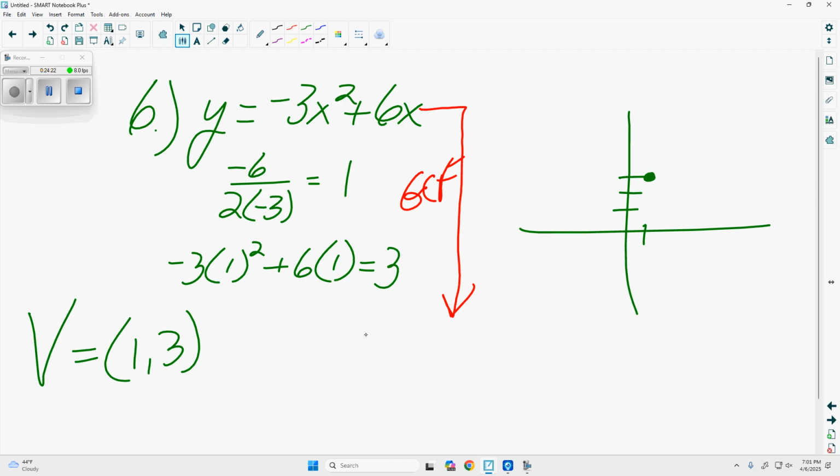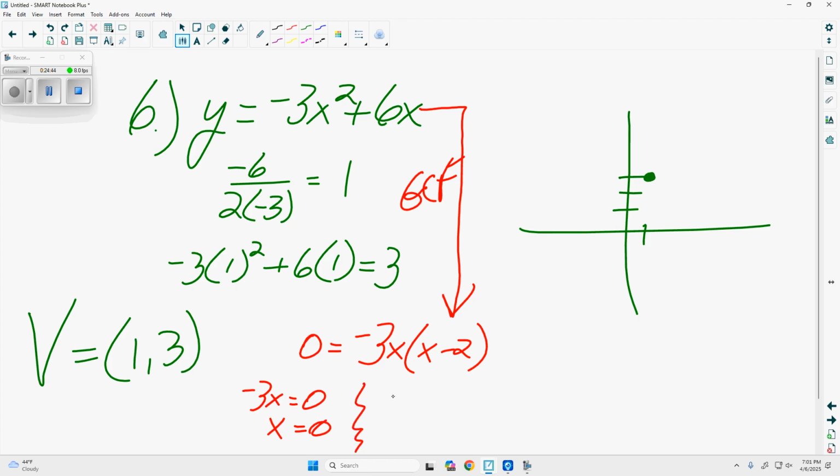So I'm going to take out a negative 3x, and then that's going to be what? X minus 2. Oh, I forgot to replace that y with the 0. Okay, here we go. Negative 3x equals 0, x equals 0. X minus 2 equals 0, x equals 2. Well, yippee.